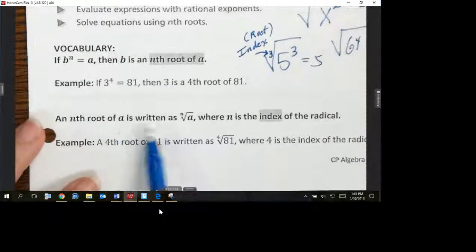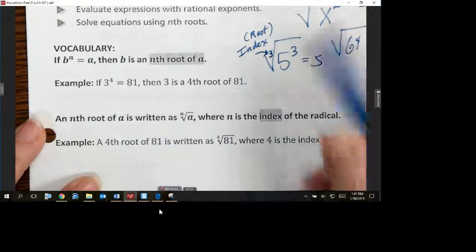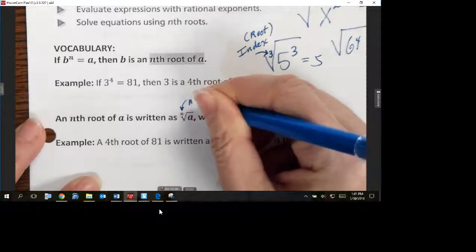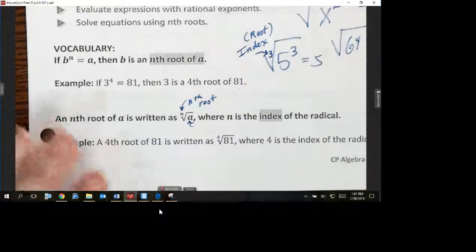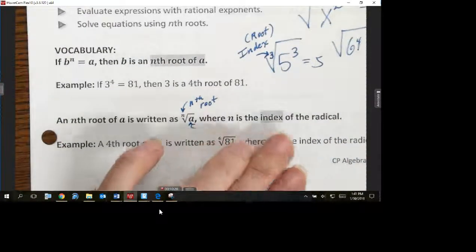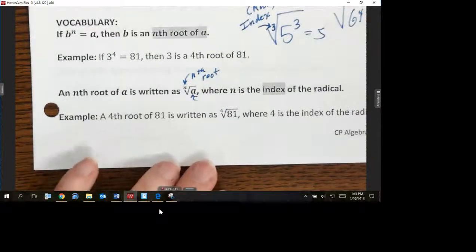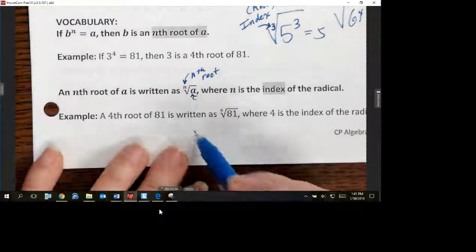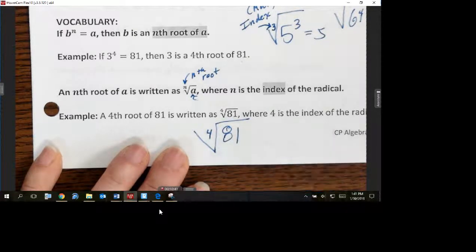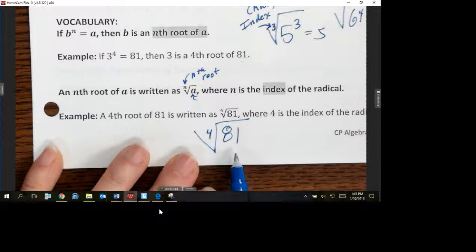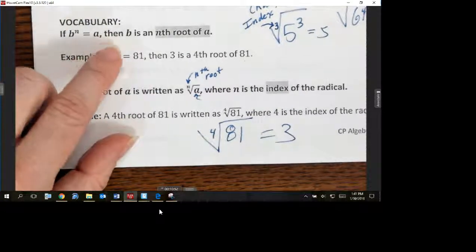And the nth root of A is written as, here we have the nth root, and then the radical would be where we say of, and then A would be what we're taking it of. N is the index of the radical, I already said that. The 4th root of 81 can be written as, I'm just writing it bigger, but it's written there for you. 4th root of 81. 4 is the index of the radical. Does anybody know what to the 4th power gives me 81? 3. That is the 4th root of 81, plus it's right here.